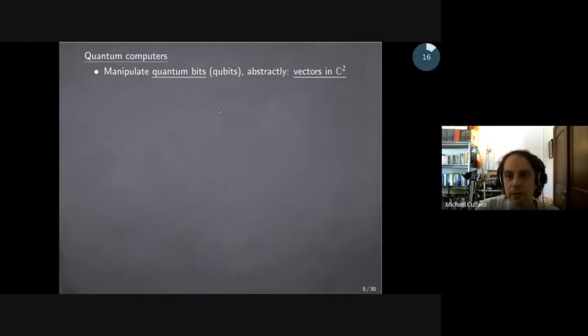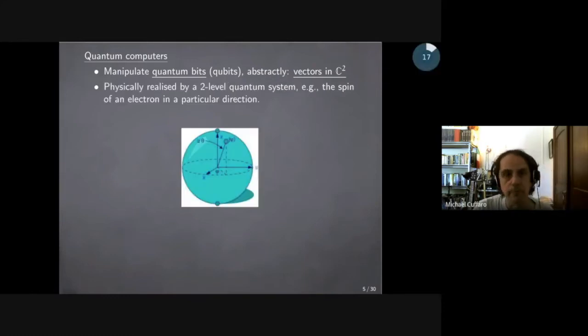Abstractly, these are represented by vectors in C2, and they're physically realized by a two-level quantum system. For instance, the spin of an electron in a particular direction can be thought of as a two-level system in that sense. So here's a visualization of the state space for a qubit. This is also called the Bloch sphere. I didn't write it on the slide, but it's B-L-O-C-H, Bloch sphere.